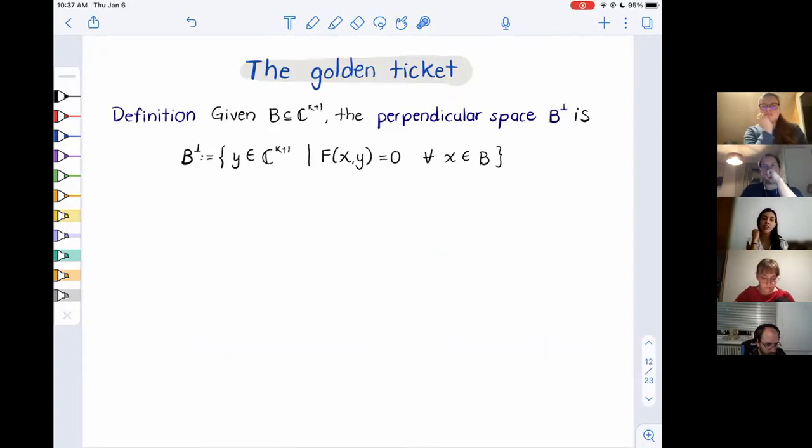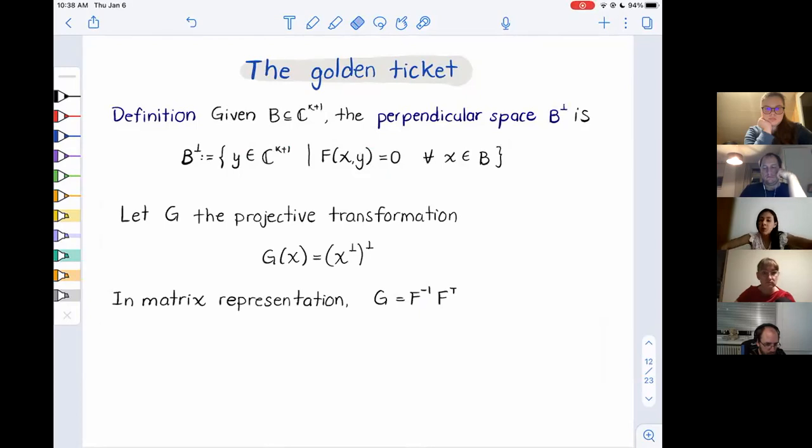If I have a subspace in CK plus 1, I can define its perpendicular. This bilinear form is defined up to scalar, but it is well defined when it's equal to 0. In particular, I can define the perpendicular space. And then if I have the perpendicular space, I can consider a projective transformation: if I have a point, I can take the perpendicular space, and then I can consider the perpendicular space again.